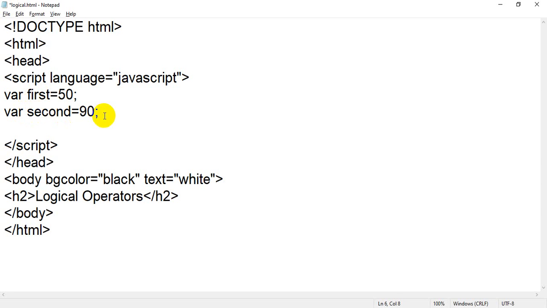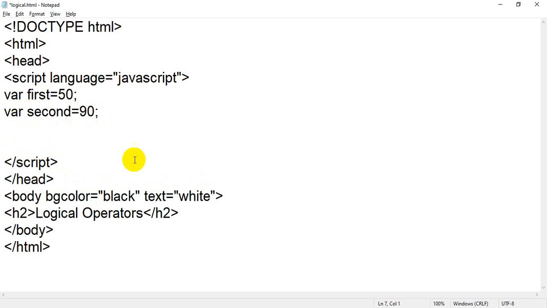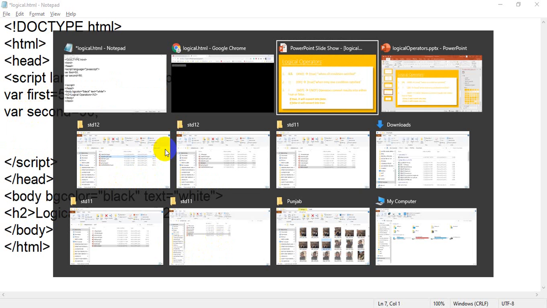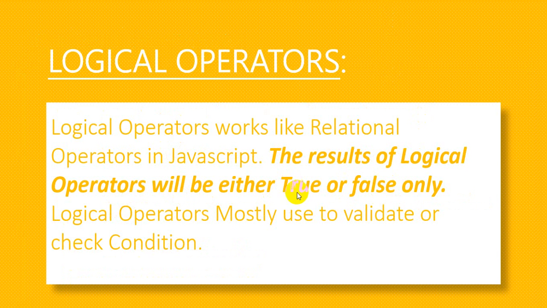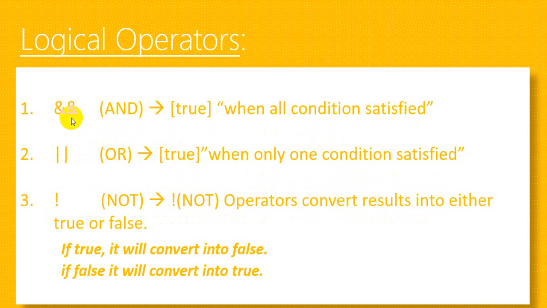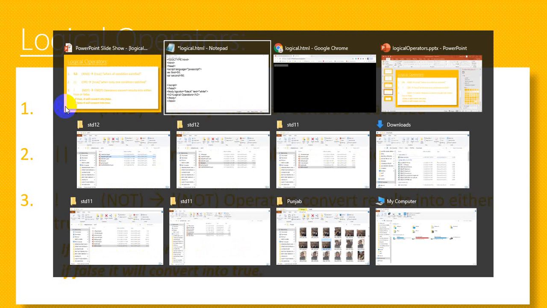Now I want to perform some operations, that is, a logical operation, and I will show you the result. As I told you, you can check in your PPT that the result of a logical operator will always be true or false. The logical operators are and, or, and not. So first I will use the and operator, then or, then not. This is the symbol for and, called an ampersand.